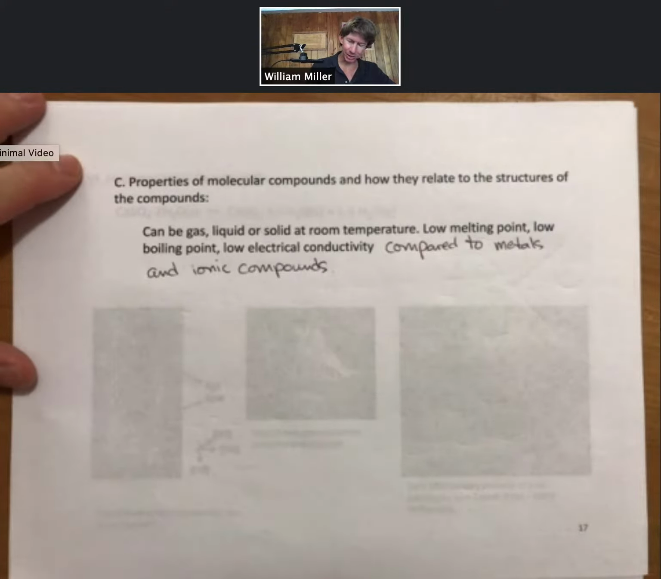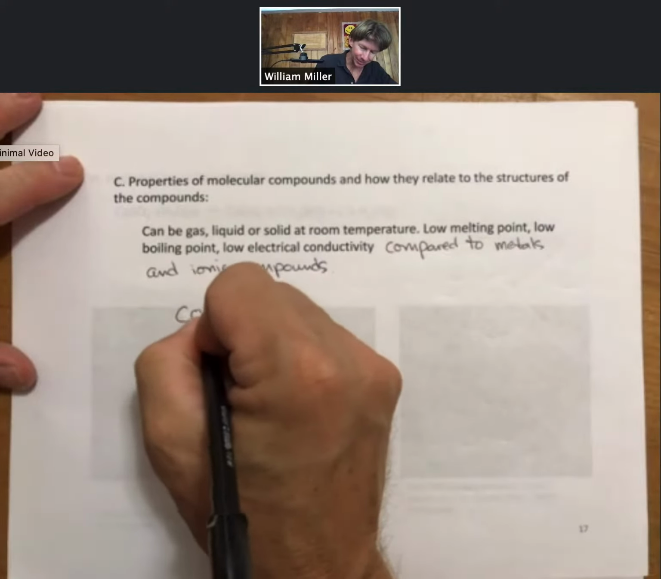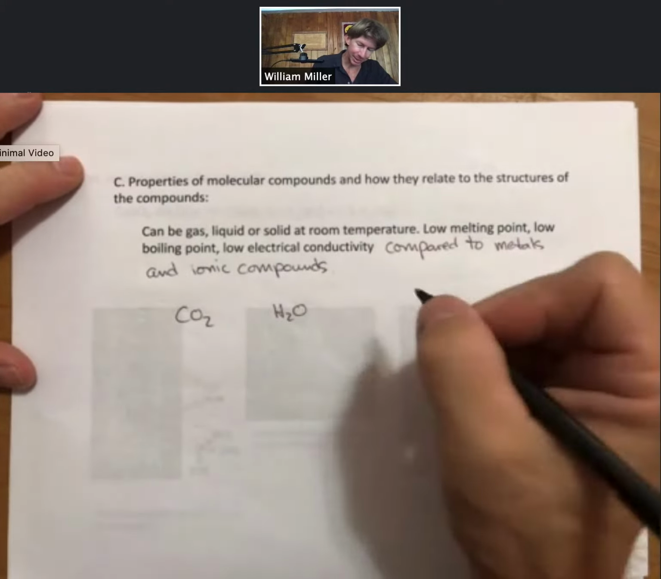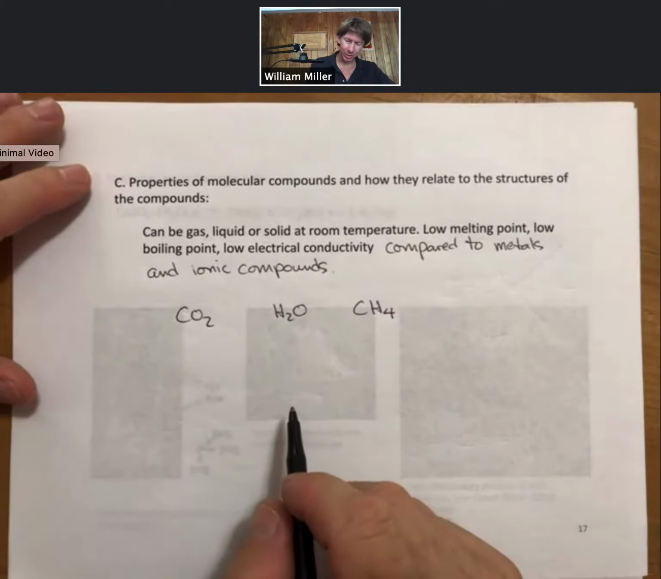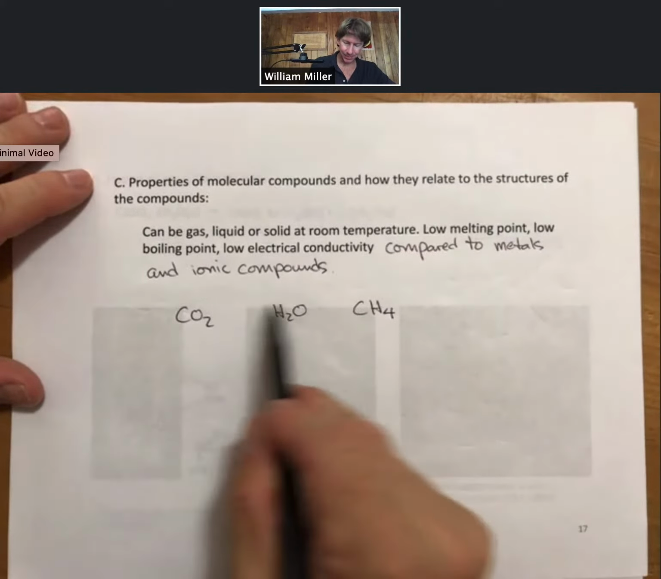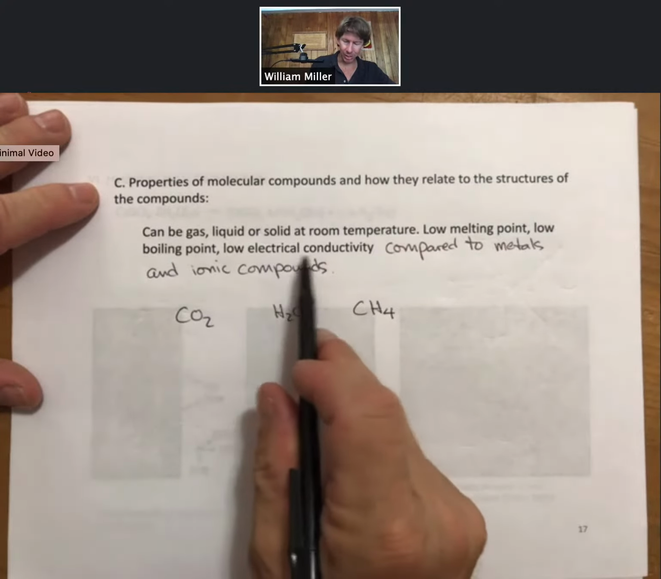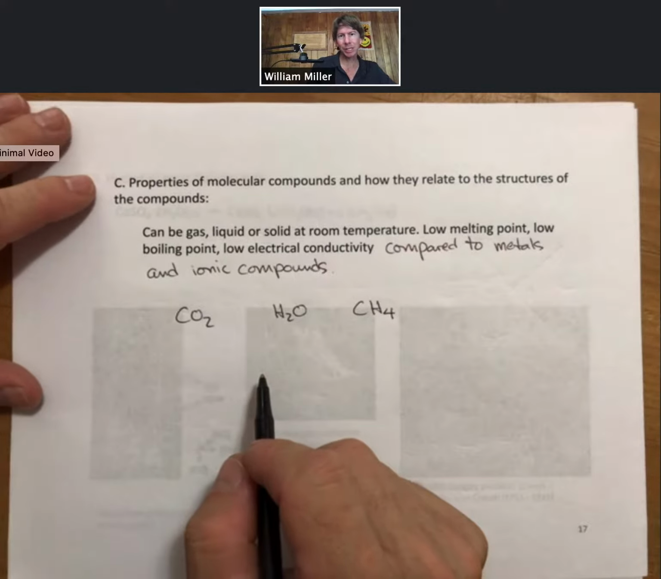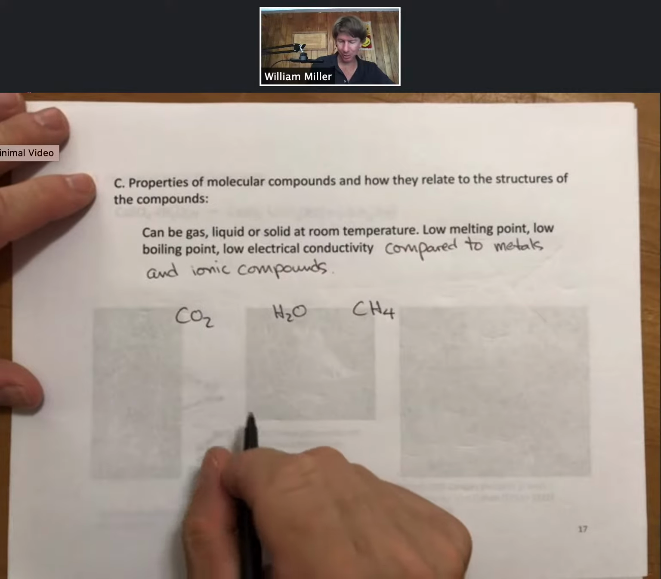And when molecules interact, let's look at something like carbon dioxide or H2O or methane, CH4. So these compounds and covalent compounds in general will have low electrical conductivity because the electrons will be bound up in the bonds and the atoms. They will not be free to move.